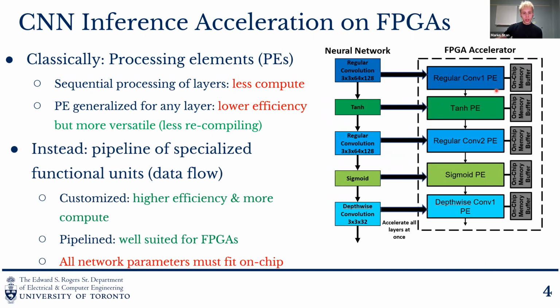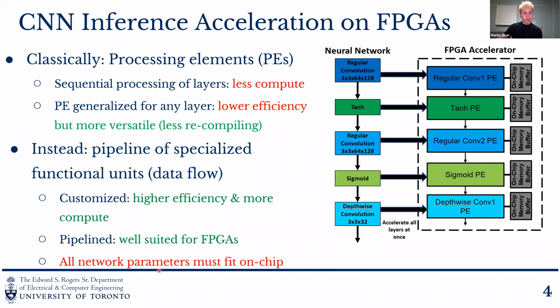Here, we essentially have one or more specialized processing elements for each layer in the neural network, and we're running every single layer at once. With each of these specialized processing elements, we use on-chip memory. You could certainly use off-chip memory, but it's a lot harder to do, since you're running everything at once, it's not as clear what we can store in off-chip memory in order not to stall the computation. And so with this type of accelerator, we have higher efficiency and more compute. And since it can be heavily pipelined, it is well suited for FPGAs.